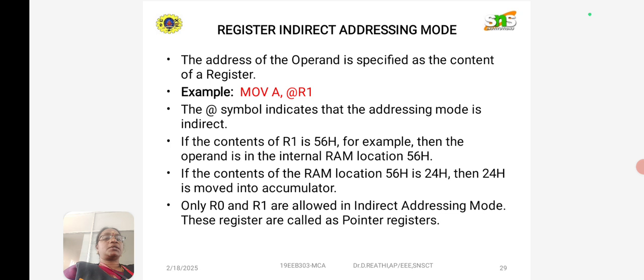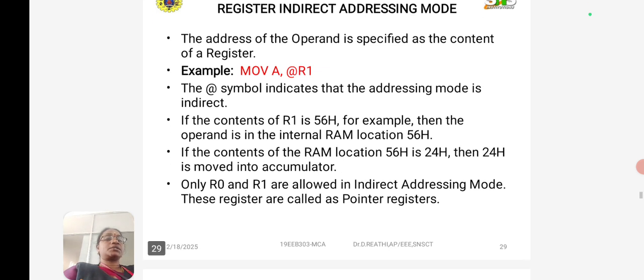Next, register indirect addressing mode. The address of the operand is specified as the content of a register. Example: MOV A, @R1. The at symbol indicates the indirect addressing mode. If the content of R1 is 56H, for example, then the operand is internal RAM location 56H. If the content of RAM location 56 is 24H, then 24H is moved into the accumulator. Only R0 and R1 are allowed in indirect addressing mode. These registers are called pointer registers.